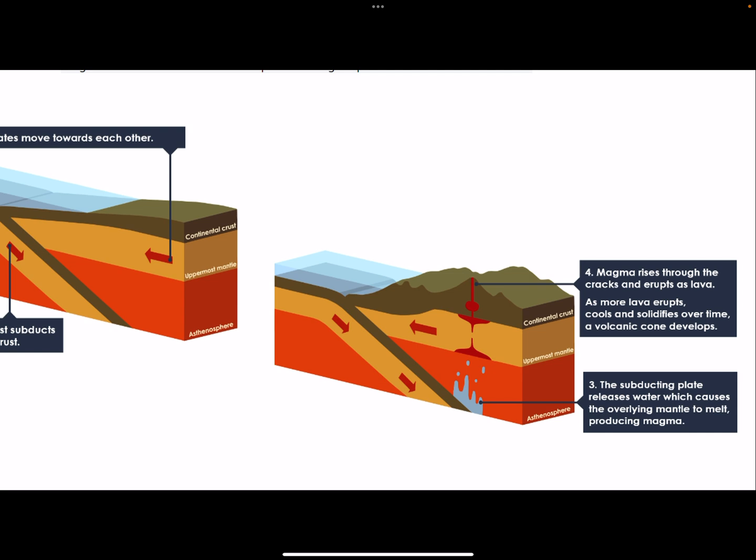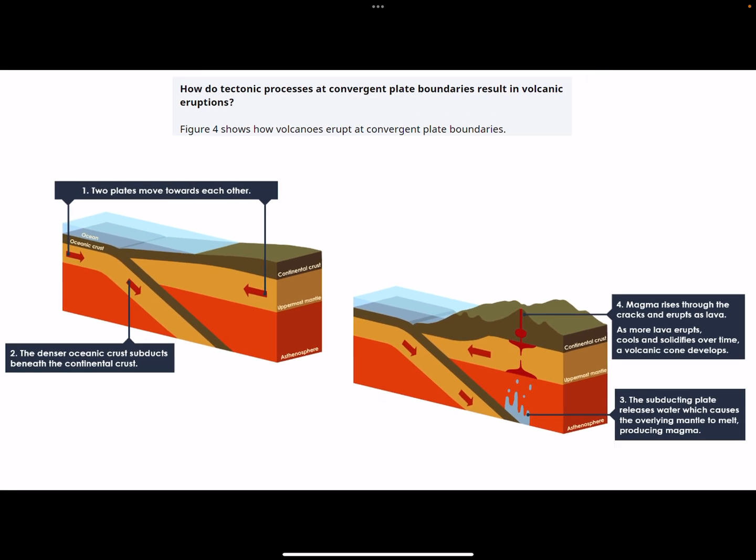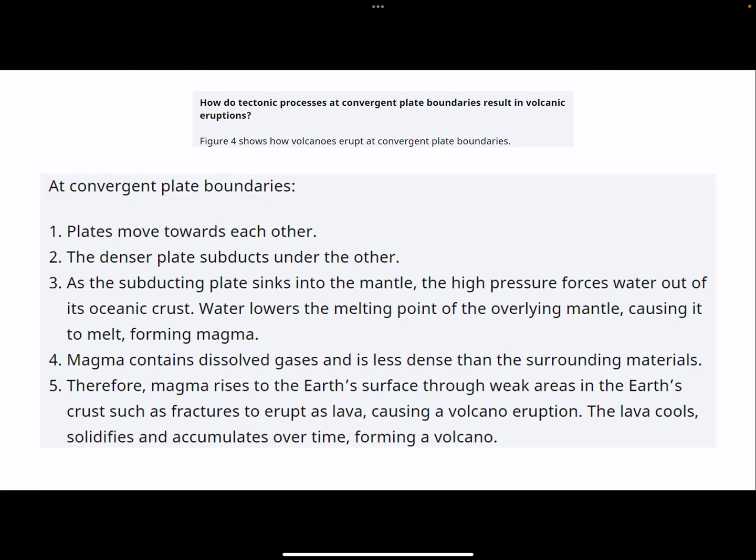So what else can come through? Other things like your mantle material can pull through as a result and form things like magma chambers and eventually fracture out and erupt as volcanoes. So this is important, right? This is how your volcanoes happen at convergent plate boundaries.